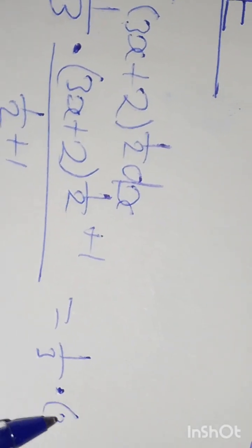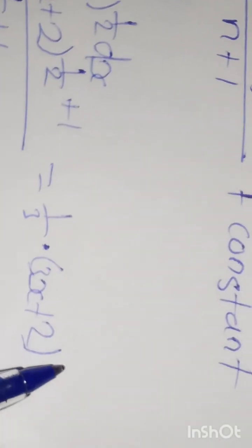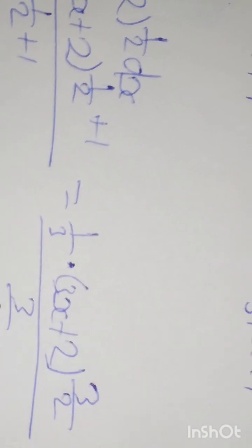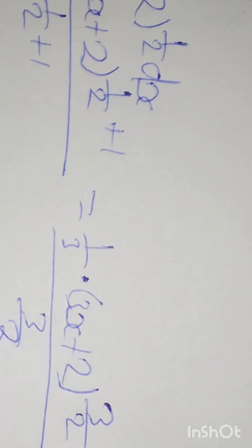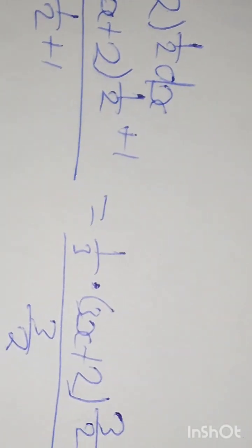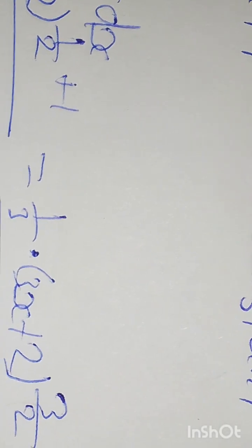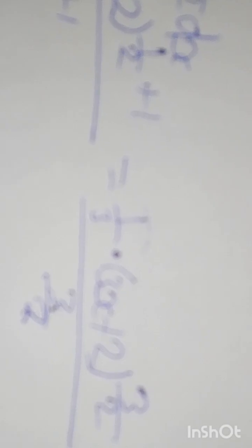That is equal to 1 over 3 multiplied by (3x plus 2). What's 1 over 2 plus 1? It's 3 over 2, over 3 over 2. So we can even simplify this expression. How do we simplify it? Since this is a denominator, we interchange them, so it's 2 multiplied by 1.